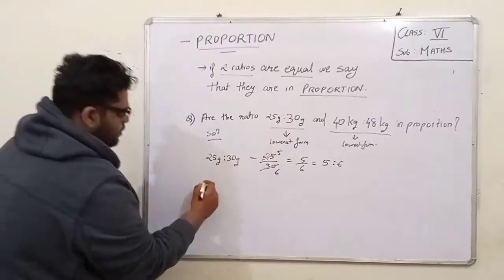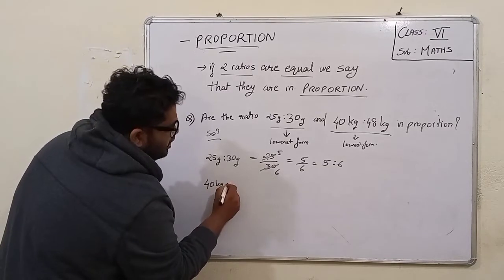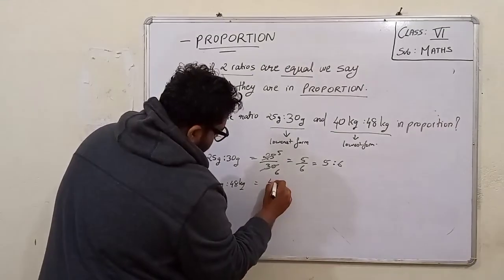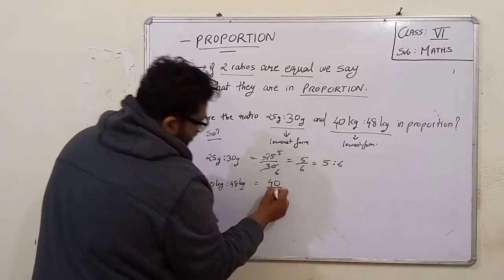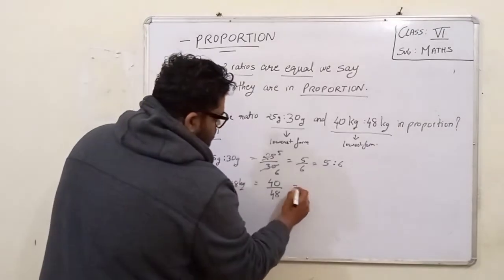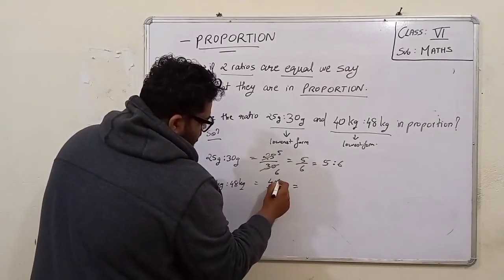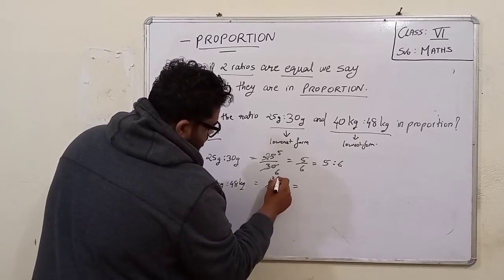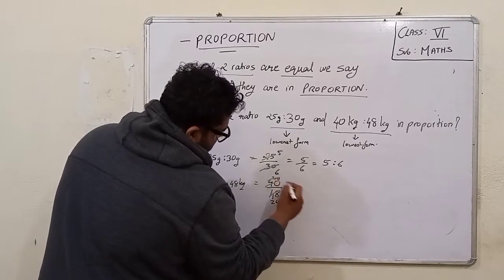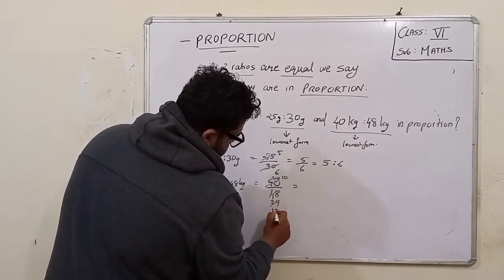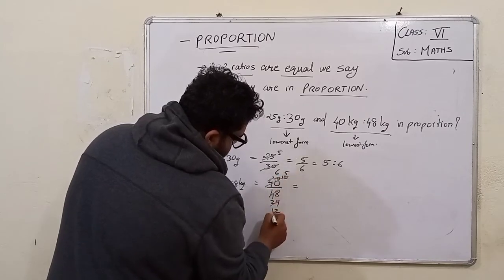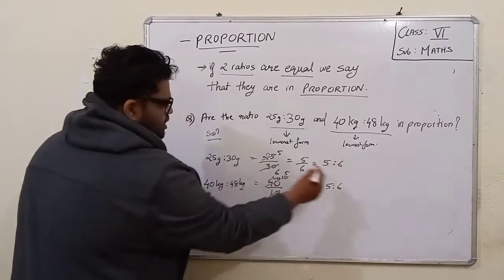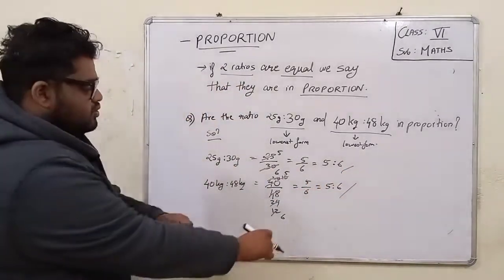Okay. Now 40 kg is to 48 kg. You can write 40 over 48 because the units are the same. Okay. So dividing this, 2 fours are 8, 2 twos are 4, 0. 2 ones are 2, 2 fours are 8, 2 fives are 10, 2 sixes are 12. So 5 by 6, which is equal to 5 is to 6. Are the ratios equal? Yes, the ratios are equal.